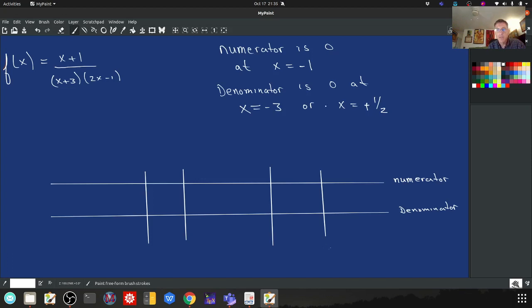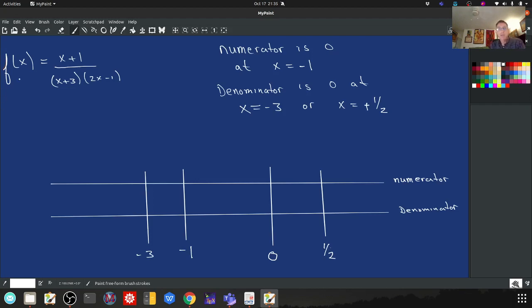So we discovered minus 3 and plus 1/2 as where our vertical asymptotes are. So this is going to be 0. This is going to be 1/2. This is going to be minus 1. And this is going to be minus 3.